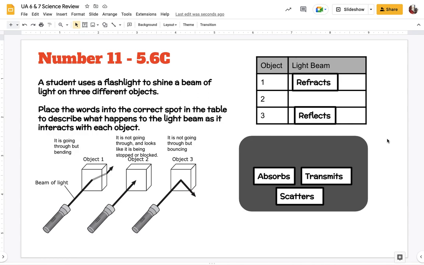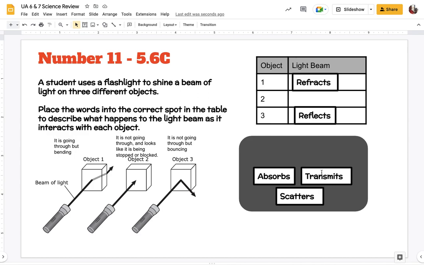Okay? And then finally, if you look over at object 2, my bad, y'all. If you look at object 2, when light is not able to pass through, it is not able to do anything, okay? Out of these 3, which one sounds like light is being stopped or blocked? If you said absorbs, you would be correct.